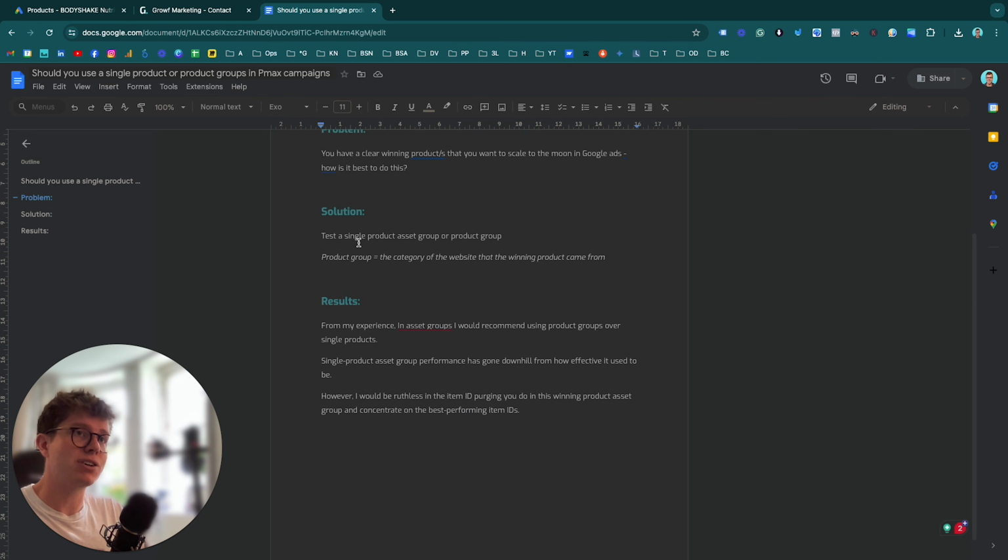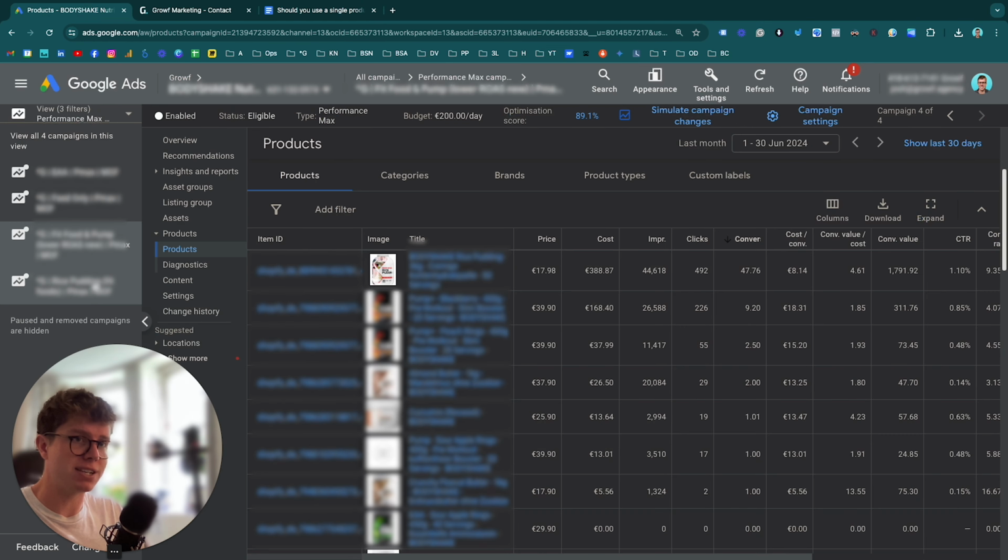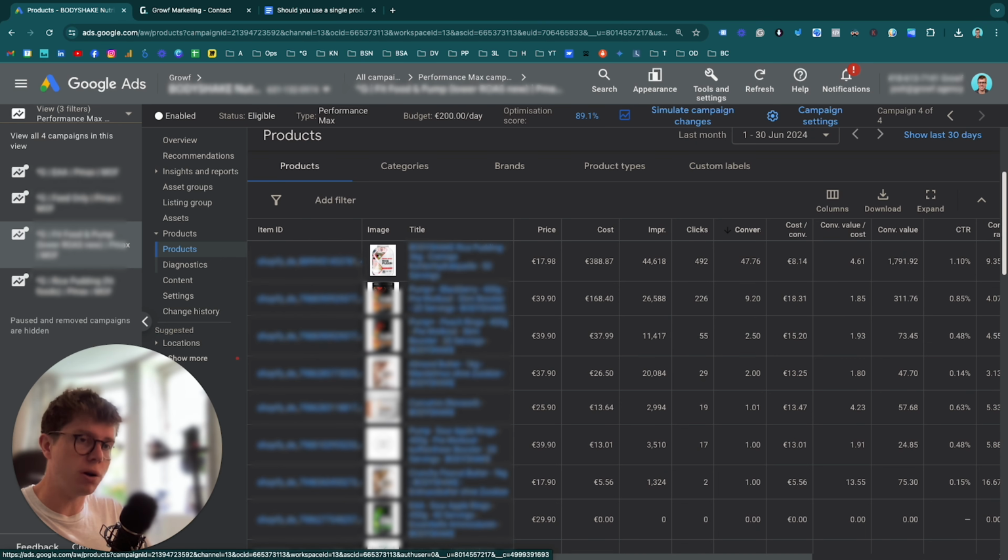Let me first of all show you some campaigns I've been running recently. A lot of this is going to be blurred out. I'm sorry, I like my clients' confidentiality, but I'm going to show you as much as possible. On the left-hand side here we have two PMax campaigns. One was running a single product in its asset groups, and this one was running the product group. So let's see the difference.